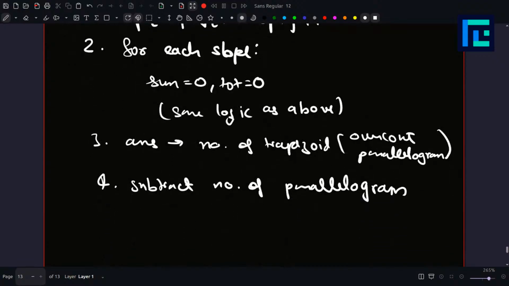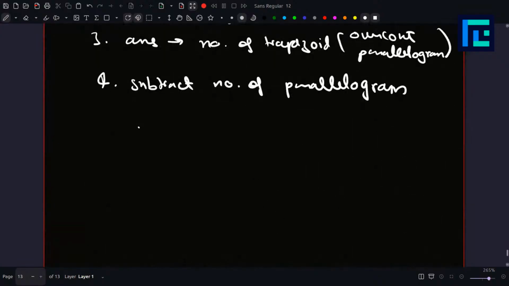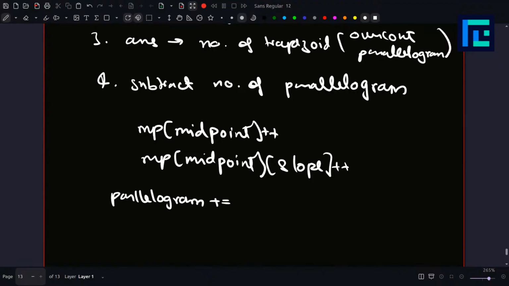So while I'm keeping track of slope, for each midpoint, I keep a map of midpoint plus plus, and also a map of midpoint and slope plus plus, okay? Now because we need to form pairs of points which have the same midpoint but different slope, it's very similar logic. Basically what we can do is keep a parallelogram count. Imagine that's a variable. At each midpoint, it will increase by this amount. So how many other midpoints are there with the same value of midpoint but different value of slope?